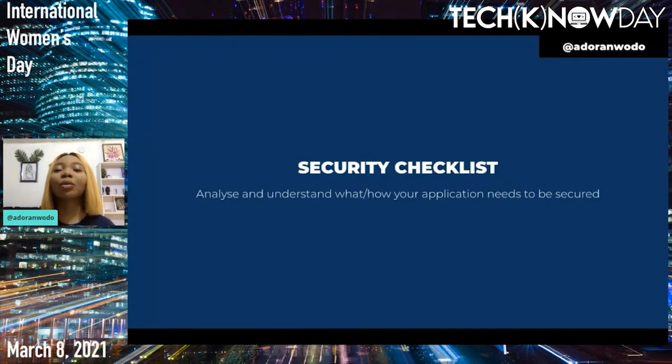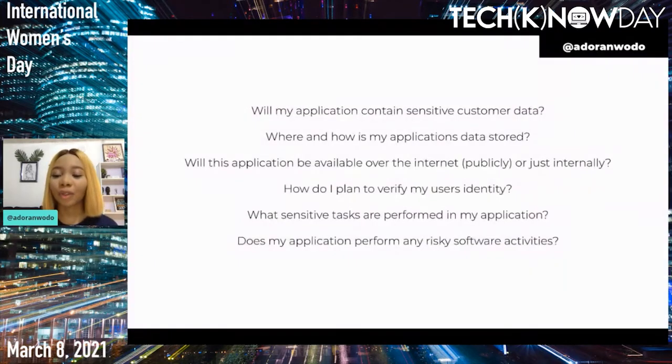So the first thing you want to do when you're thinking about an application that you want to build is run some kind of security checklist. And these questions you can ask yourself are: what should this application have, and how do I need to secure this application? Because in asking yourself these questions, you would realize the areas that you need to secure. You understand what needs to be secured and how.